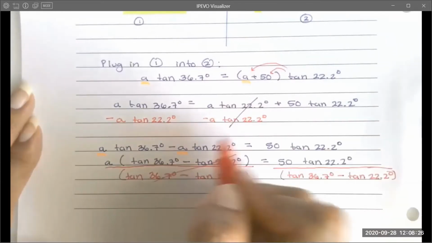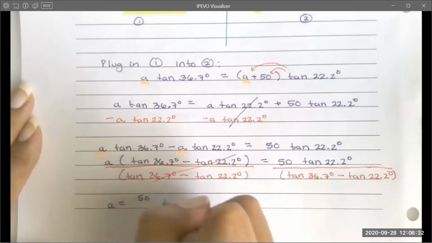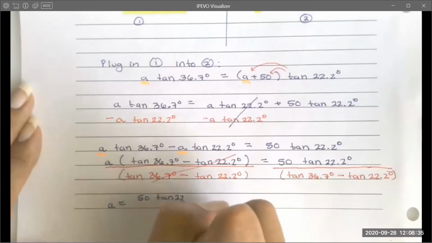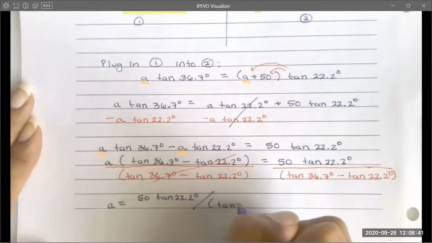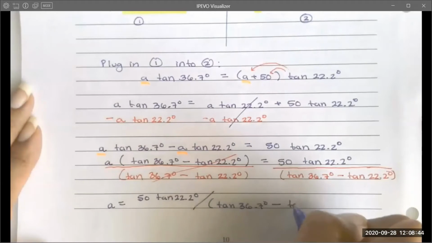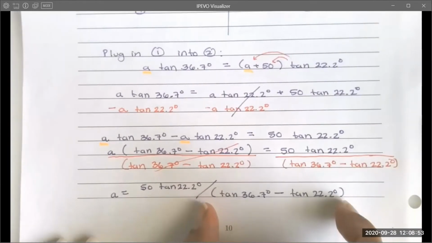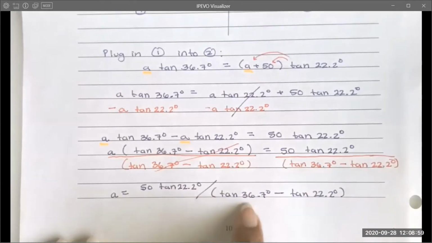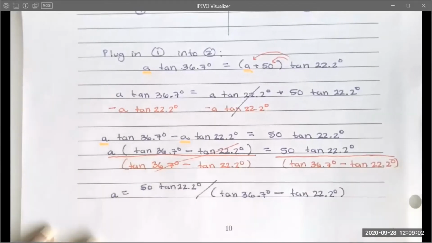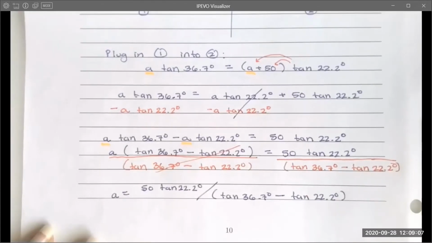These are gone, and we're left with a is equal to 50 times tangent of 22.2 degrees divided by this difference, tangent of 36.7 degrees minus tangent of 22.2 degrees. Now remember the difference, I'm encompassing with parentheses because I need to make sure that the whole thing gets placed under the denominator and not just the tangent of 36.7. And unfortunately, I've run out of room, so I'm going to use the second sheet to continue the work.